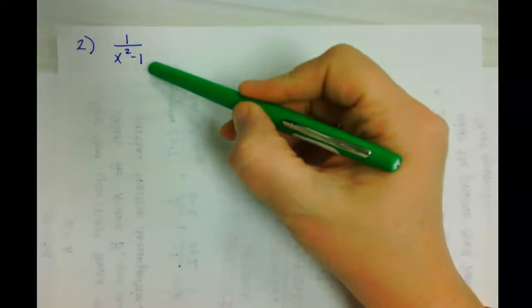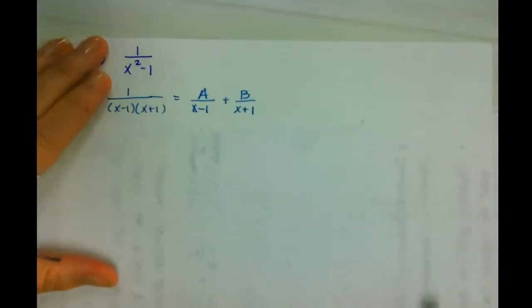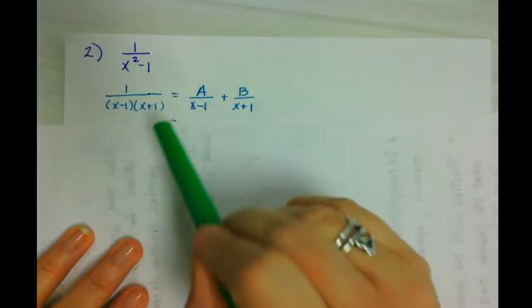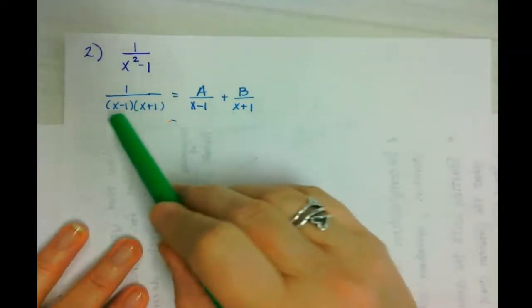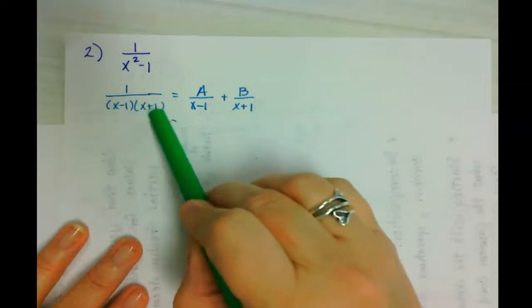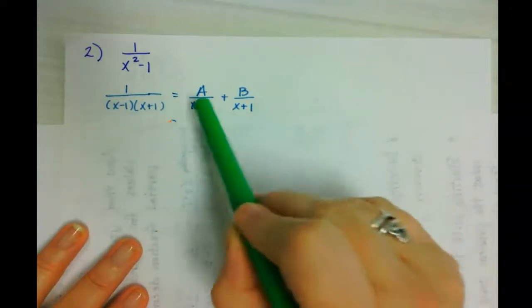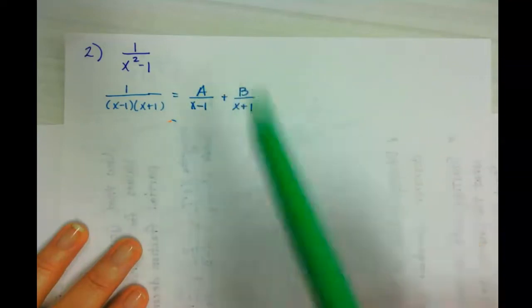Okay, so for problem 2, let's keep doing what we're doing. The first step was to factor the denominator. And so I did that, and that was the difference of squares. And then I broke up however many fractions I needed, which was 2, because I have 2 different factors here. Then I assigned the variables to the numerator, so I made this my a and this my b.